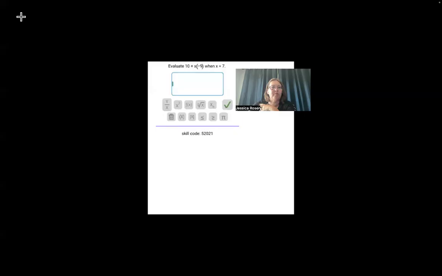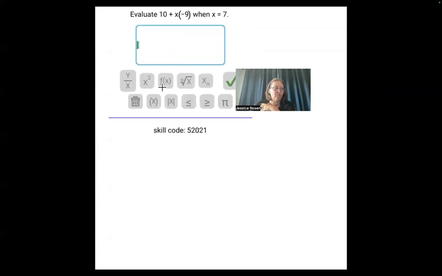We're going to start with this problem right here. When we talk about expressions, we're talking about this piece right here. There's no equal sign. It's just a mathematical sentence with an operation, numbers, and usually a variable if it's an algebraic expression. We're going to take this x equals 7 and plug it in. We're going to substitute.